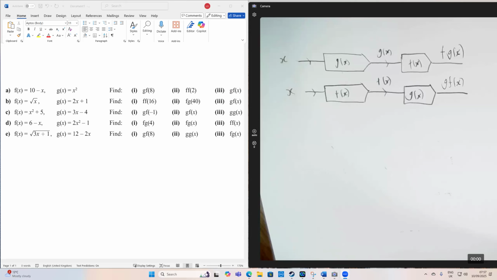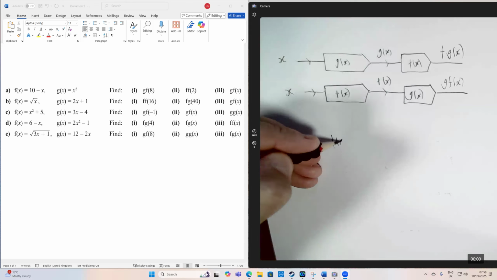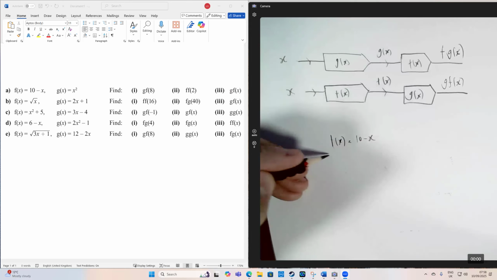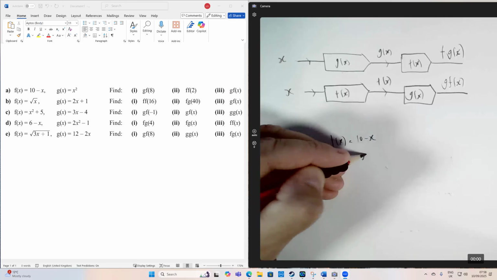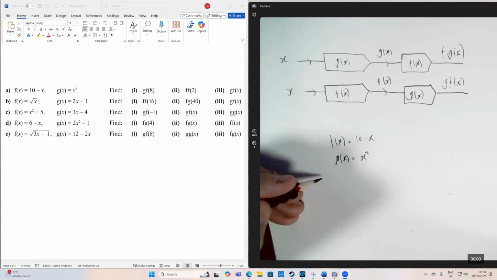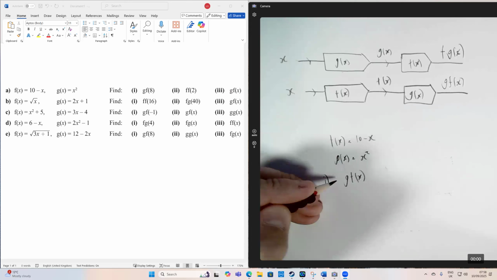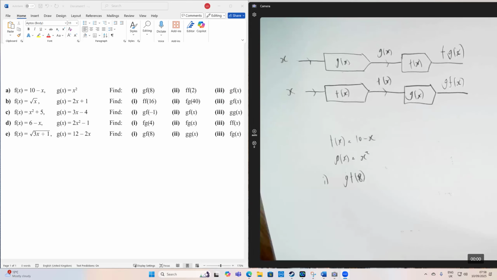Okay, so we'll look at a straightforward example in this video, and then perhaps in the next video we'll look at some slightly more complicated ones. So just as our introduction, first of all, let's do it with numbers. We're going to look at question A here, where our f of x is 10 minus x, and our g of x is x squared. And the first one, part one, wants us to find g of f of 8.